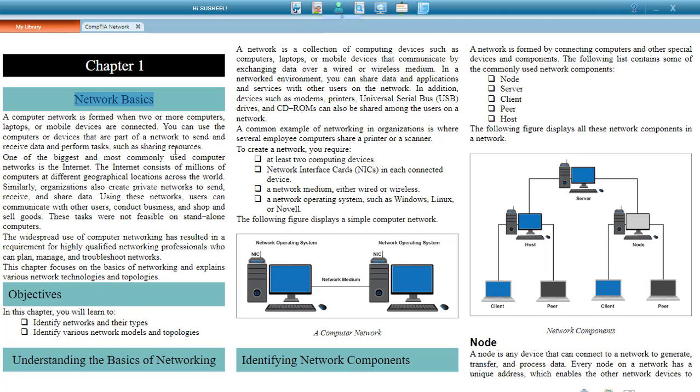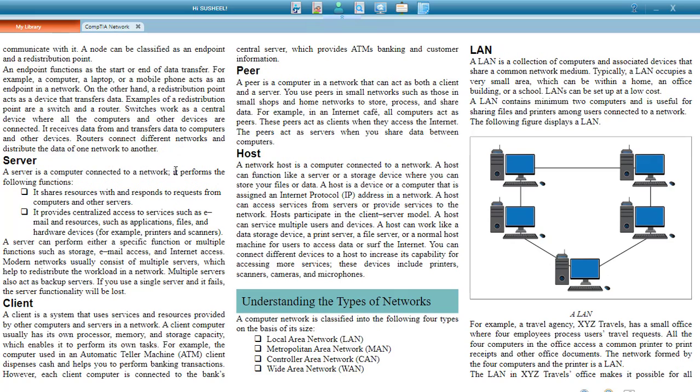A network is formed by connecting computers and other special devices and components. The following list contains some of the commonly used network components: node, server, client, peer, host. The following figure displays all these network components in a network. Network components. Node. A node is any device that can connect to a network to generate, transfer, and process data. Every node on a network has a unique address, which enables the other network devices to communicate with it.